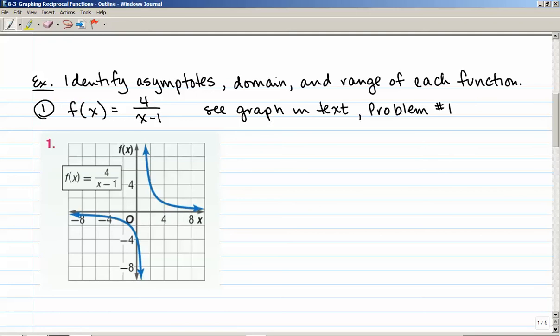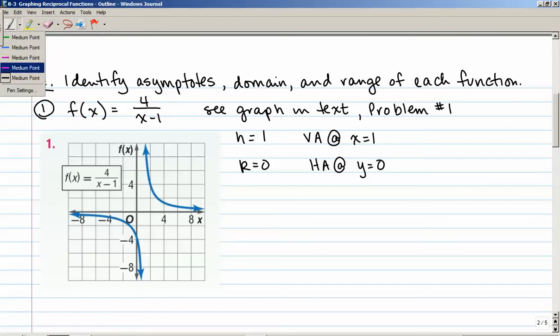So here we have f of x equals 4 over x minus 1. So for this graph, my h is 1 and my k is 0. It's a little confusing. It says x minus 1 on the bottom, but remember the form is x minus h. So h is 1 and k is 0. So that means that I'm going to have a vertical asymptote at the line x equals 1 and a horizontal asymptote at the line y equals 0.